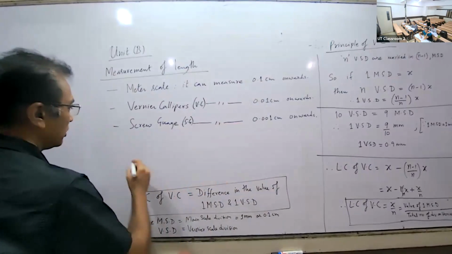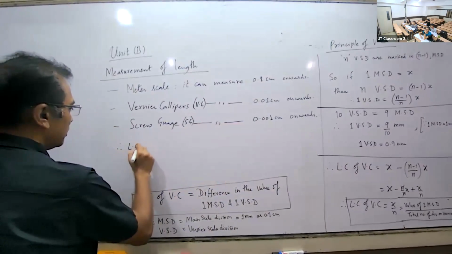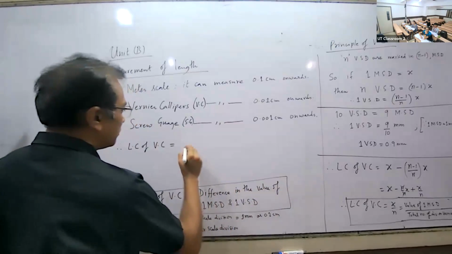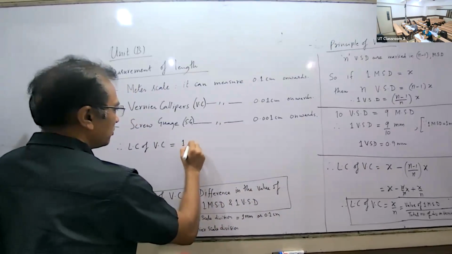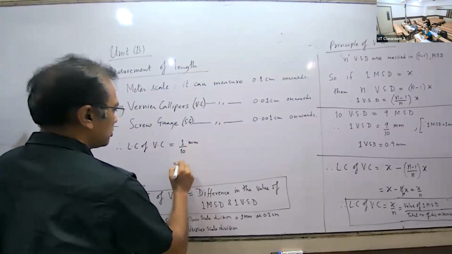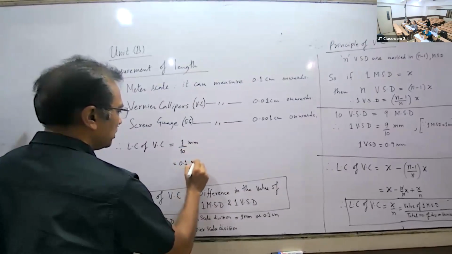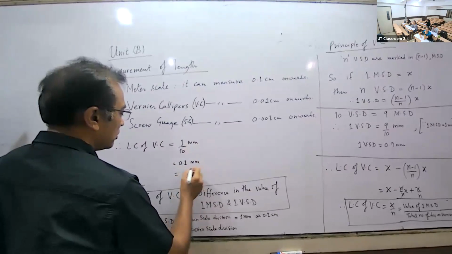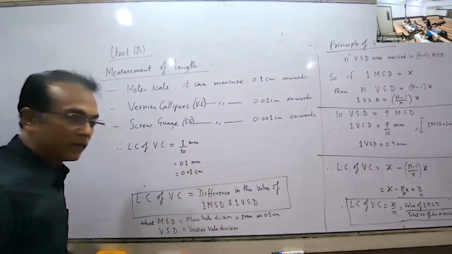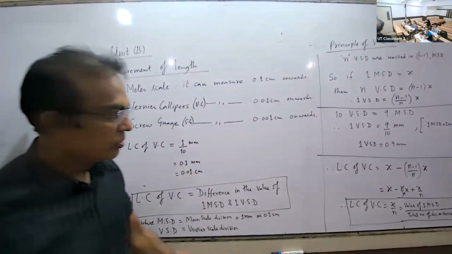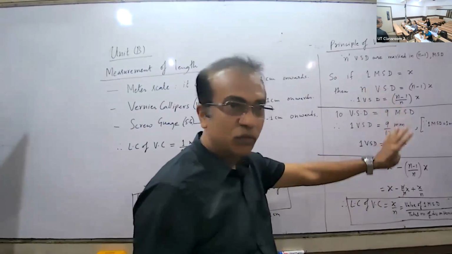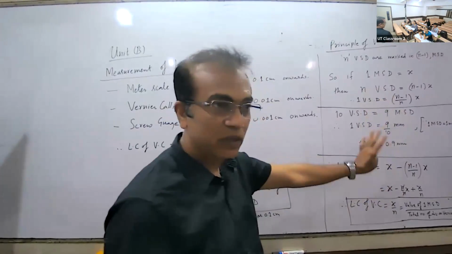By this formula, therefore LC of AC. What is the value of one main scale division? One main scale division is 1 millimeter, divided by 10. This is 0.1 millimeter or 0.01 centimeter. Clear? So with the help of this formula, whatever is the given value in the numerical, you will be able to find the least count of vernier calipers.